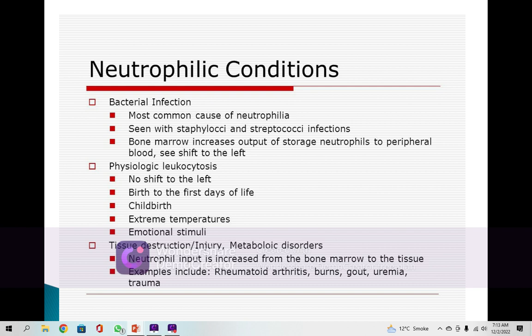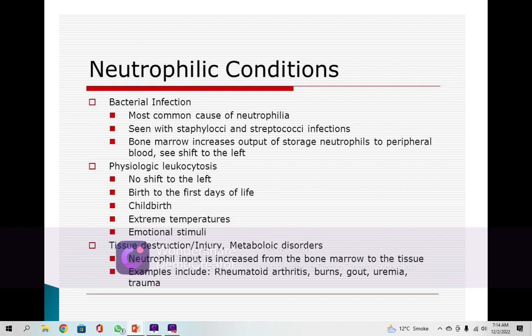Now, the bone marrow increases the output of storage neutrophils to the peripheral blood. It is possible that the bone marrow is active in certain situations, in cases of bone marrow response, or what we call myeloproliferative types of disorders, and in these conditions the neutrophils specifically can be increased. It depends. For example, in acute lymphatic leukemia or chronic lymphatic leukemia, it is possible that they may increase, and in other conditions of the hematopoietic system also.